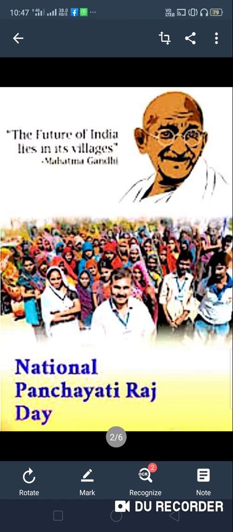Dear student, Panchayati Raj consists of 3 levels. First, Gram Sabha at village level; second, Panchayat Samiti at block level; and third, Zilla Parishad at district level. First, Gram Sabha. Gram Sabha is a general body consisting of all the village voters residing in the village.